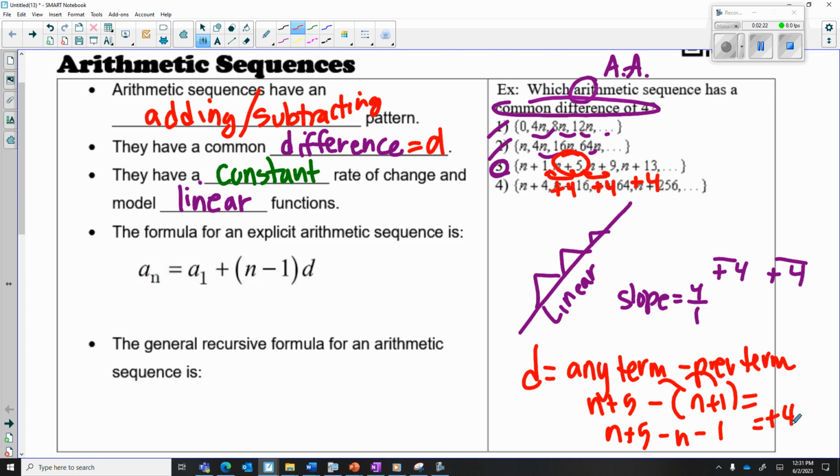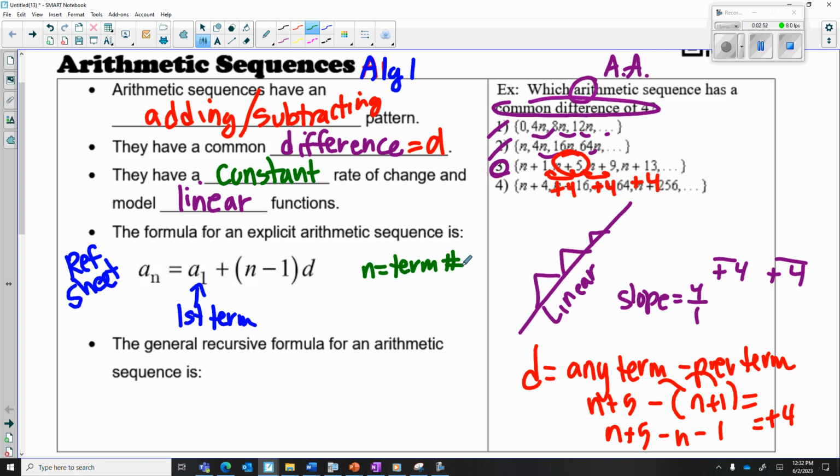Now, arithmetic is less common on our regions because arithmetic was from Algebra 1. So keep in mind, you're not really going to see arithmetic. You're actually going to see more geometric. Now, if you wanted to do an explicit formula for arithmetic, you would go to the reference sheet and look for this formula. And I'm just going to tell you what it means. A1 means the first term. The n means any term, the term number that you're interested in, basically. And then the common difference is the letter D. That's here.